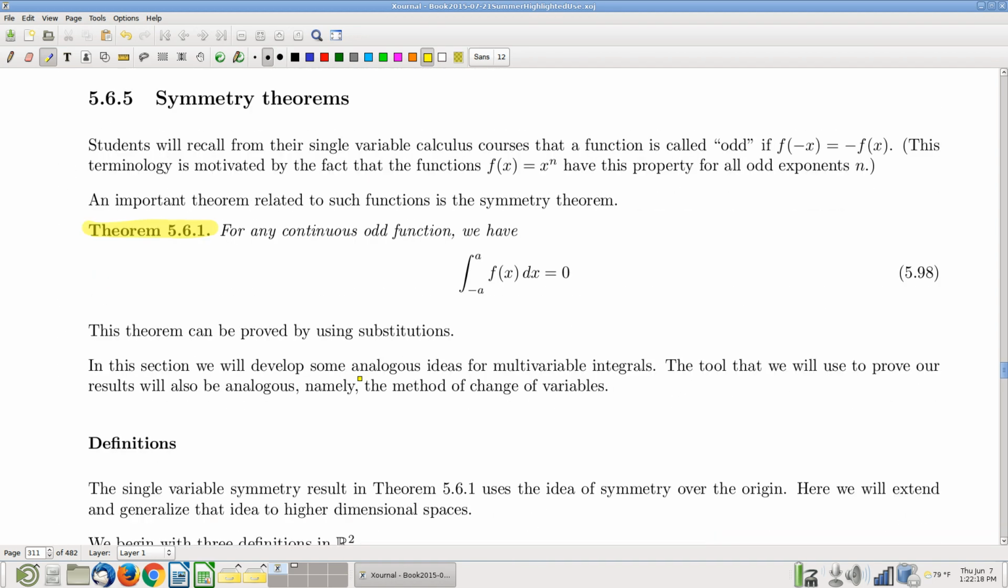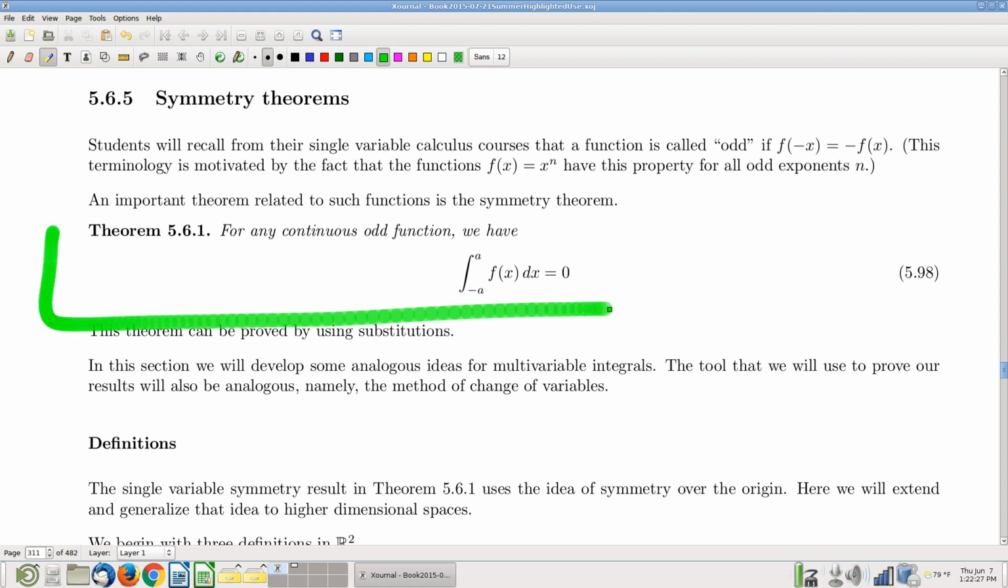Okay. I do want to spend a little bit of time talking about some related theorems. These are symmetry theorems. And I hope you all remember some of these from Calc 1 class. Do y'all remember this result? If you have a continuous odd function. Do y'all remember what an odd function is?